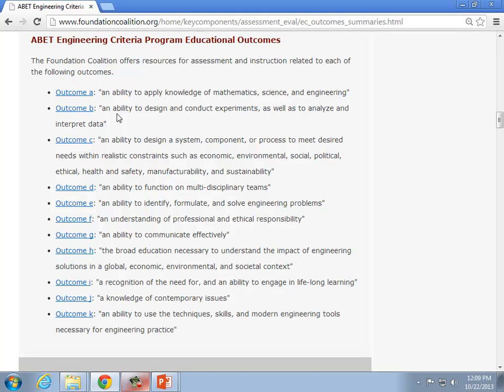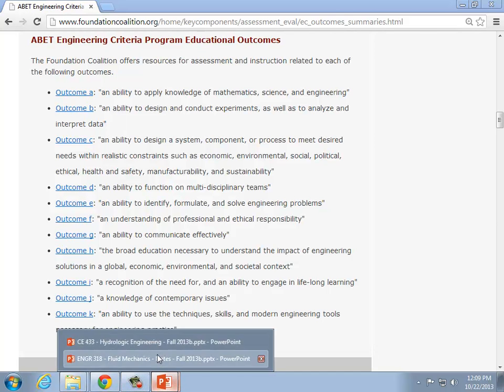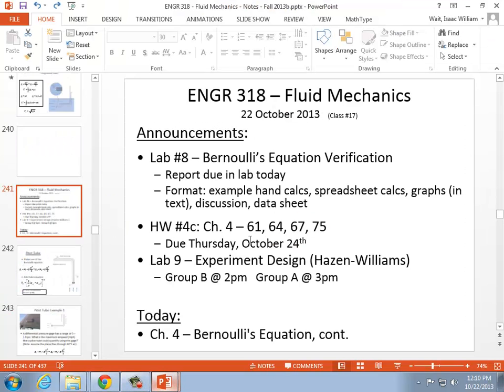All right? So I'll see you, if we jump back to the timings here, Group B at 2 o'clock and Group A at 3 o'clock. We will meet directly back in the lab.